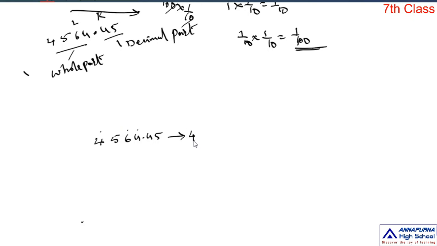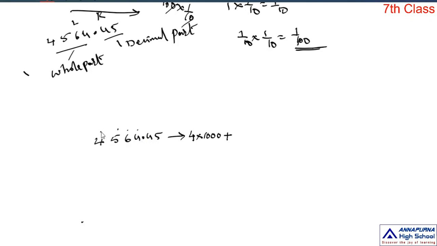So 4000, so 4 into 1000. Write the number in the expansion form first. 4 into 1000 plus next. 5 is in which place? Hundreds place. Don't think that this is ones, tens, hundreds, thousand, 10,000, lakhs. That is wrong. Here in between 4 and 4 we have the decimal point. Left of the decimal is the whole part. In whole part we have the places as ones, tens, hundreds and thousands, whereas in the decimal part we have the places as tenths, hundredths, thousandths, like that.